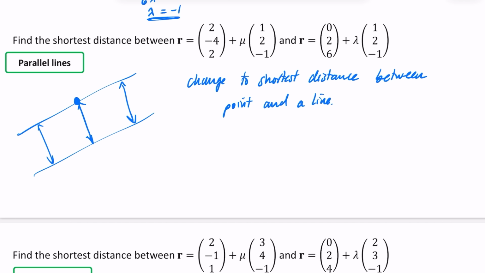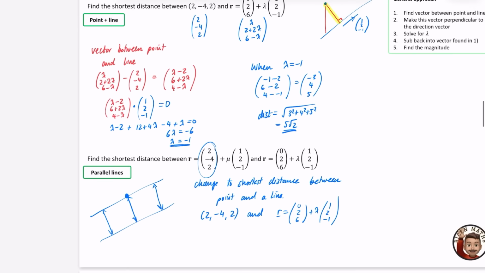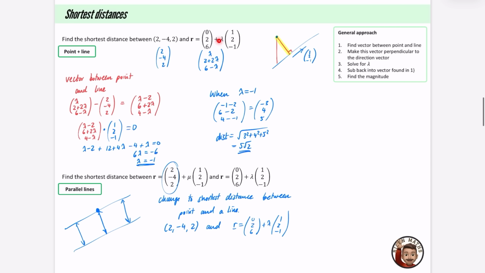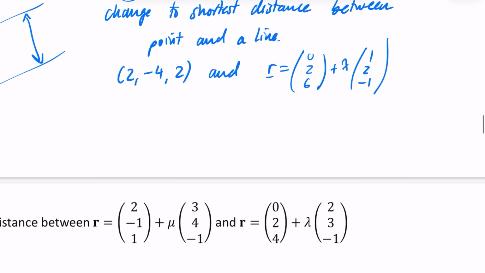So the point, I will take this one as my point: 2, minus 4, 2. And the line that I'm going to use is r equals (0, 2, 6) plus lambda (1, 2, minus 1). Oh, hold on a second. That is exactly the same as this question that we've got up here. So I've done this to try and save some time in this video. This is the same as the previous question. I've done that deliberately.